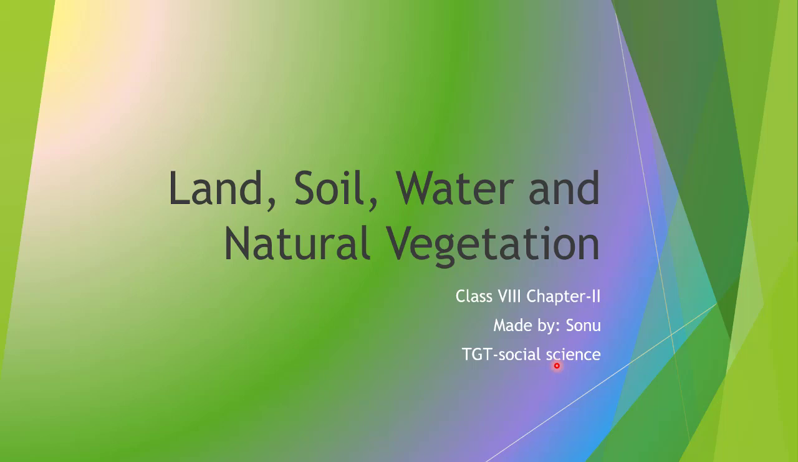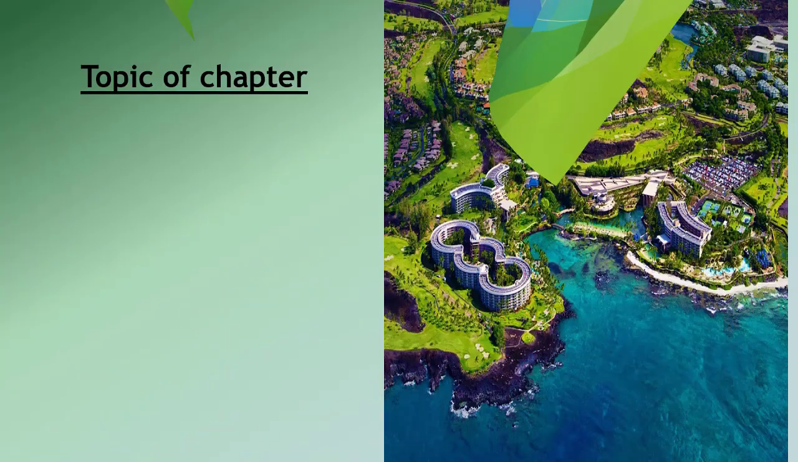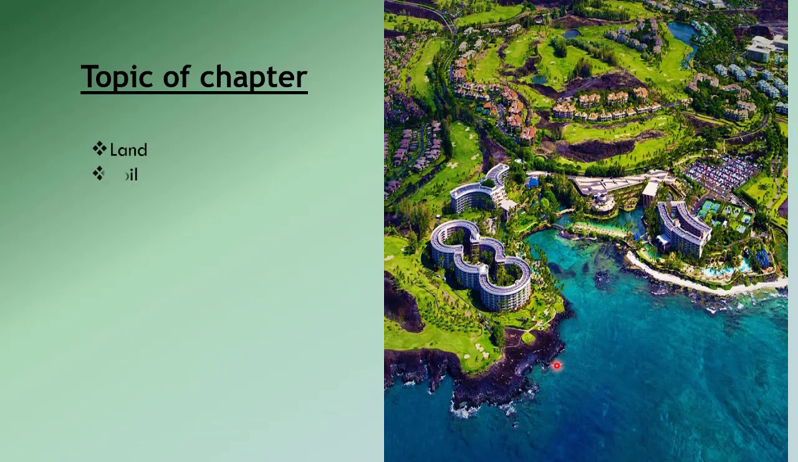Students, in the last class, we started our chapter Land, Soil, Water and Natural Vegetation, in which we covered the two topics land and soil. And today we will continue with the remaining topics: water, and natural vegetation and wildlife.